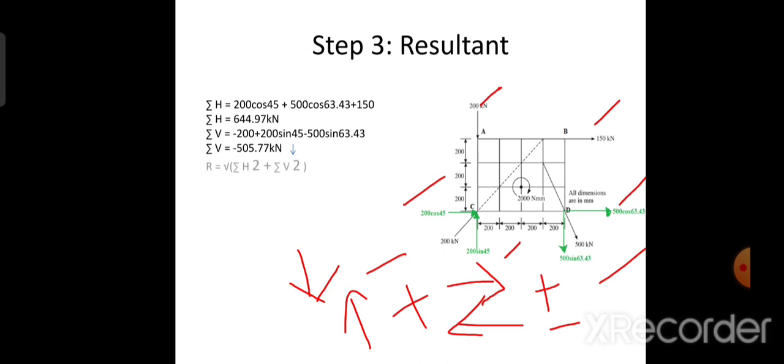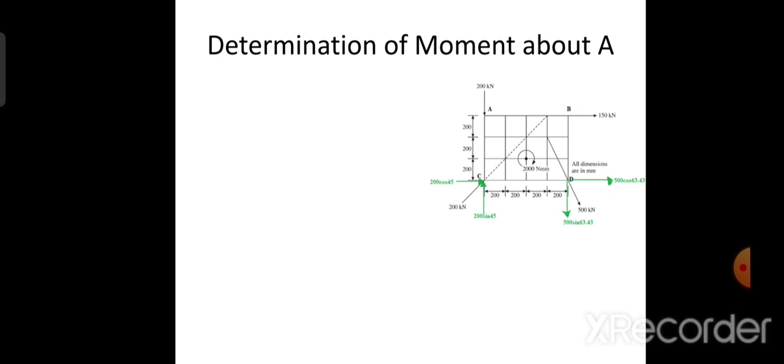So next is the calculation of the resultant. It is nothing but the square root of sigma H square plus sigma V square, and therefore R is equal to 819.62 kilonewton.